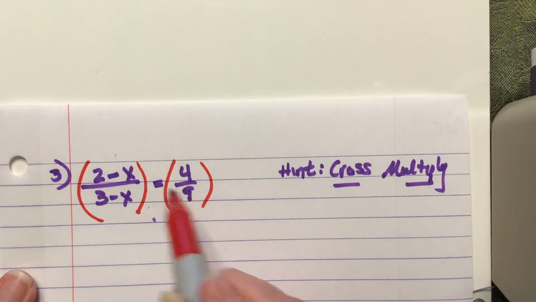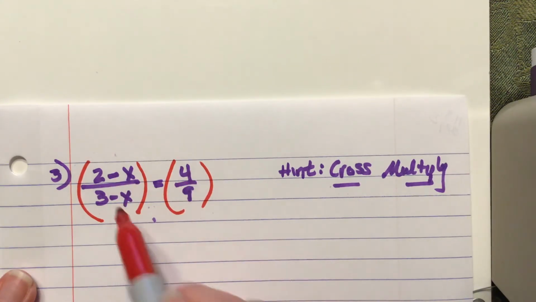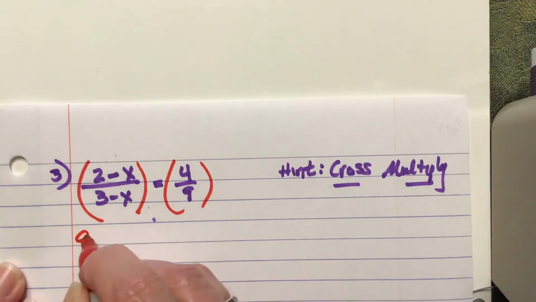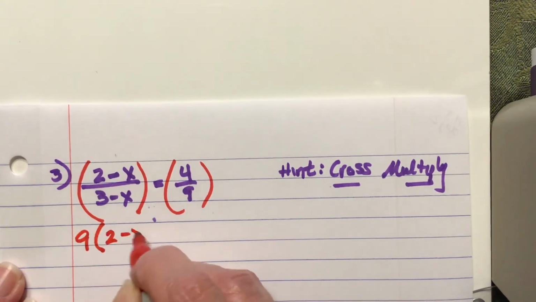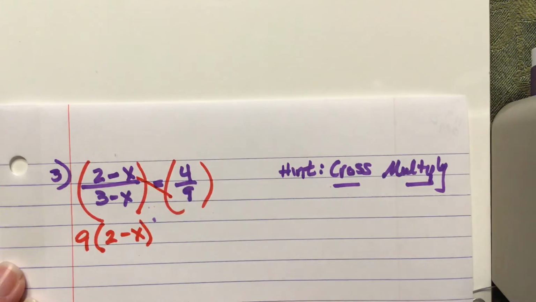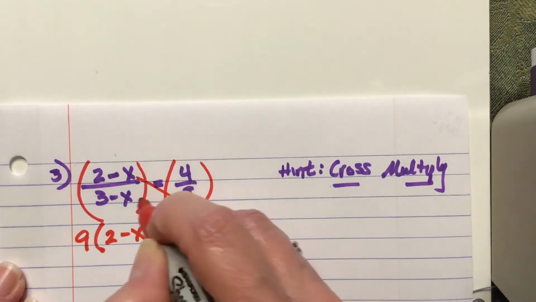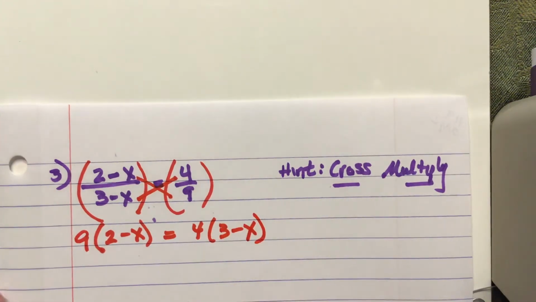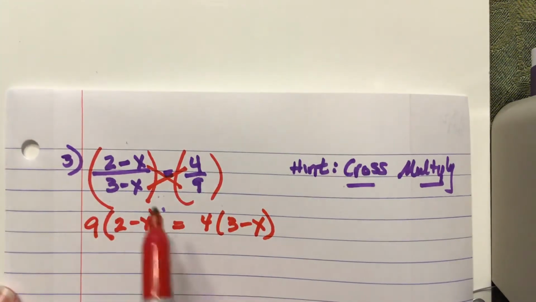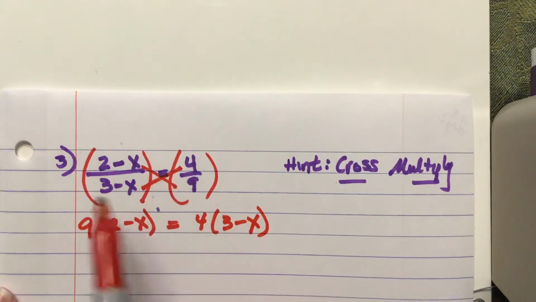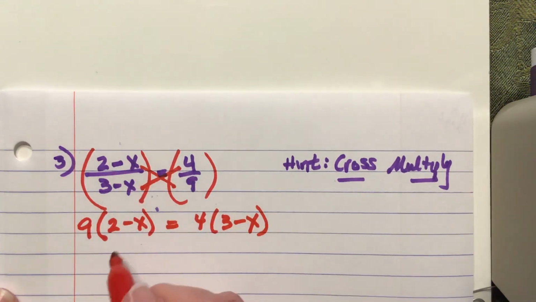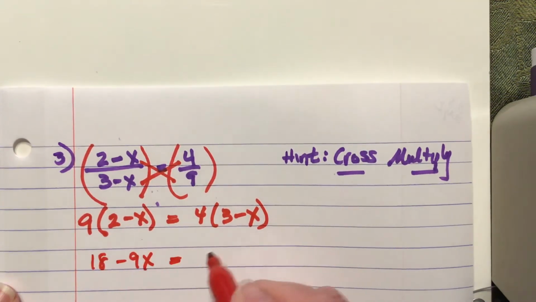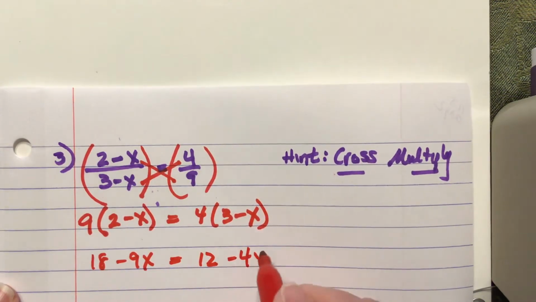So I can say 9 times (2 minus x), 4 times (3 minus x), and I can use that to solve it. So we're going to multiply 9 times (2 minus x), that's this side, is going to be equal to 4 times (3 minus x). And cross multiplying will only work when I have basically two fractions, one fraction on either side. Okay, so 9 times 2 is 18 minus 9x is equal to 12 minus 4x.